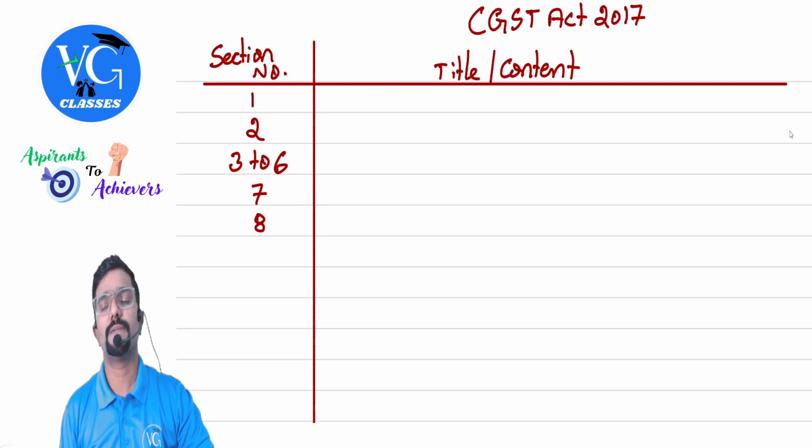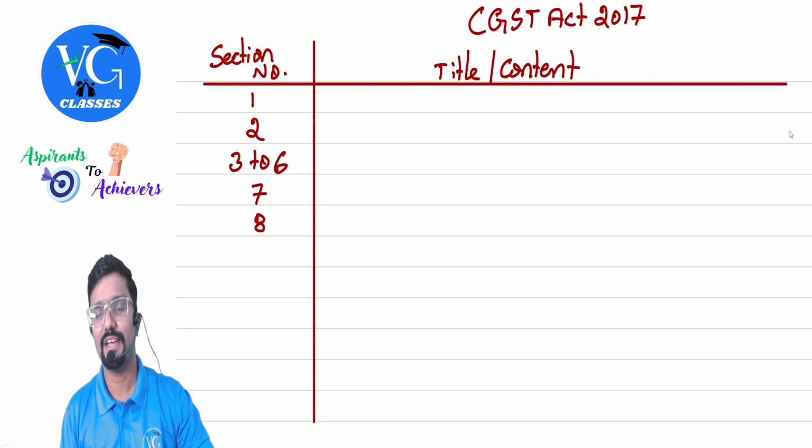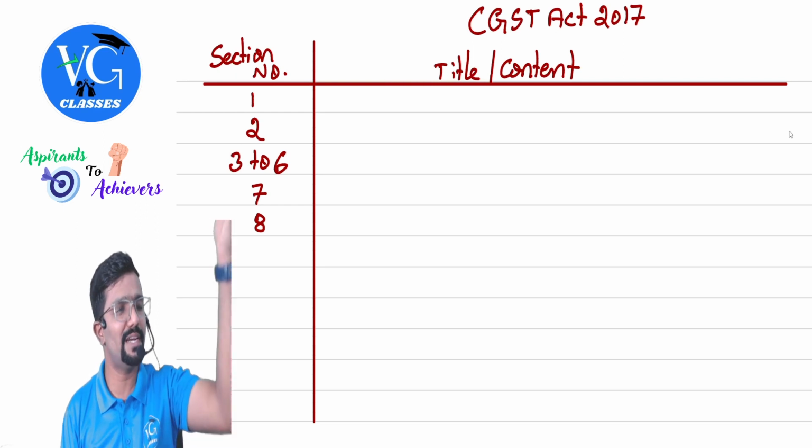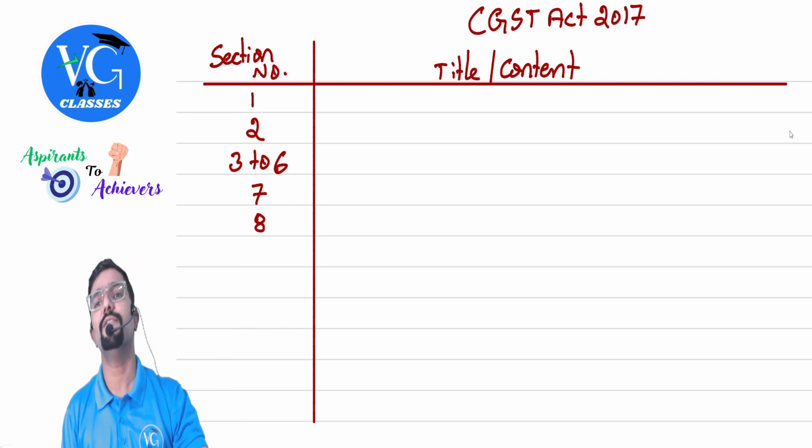3 to 6. Administration. Administration. Administration. In bracket, you write not covered. Not covered, in the sense, it is not a part of your syllabus. Clear? Then why did you make us write so? Because let it be in the order. If I leave that in between, you will feel, oh, sir has not covered. It is not a part of syllabus.